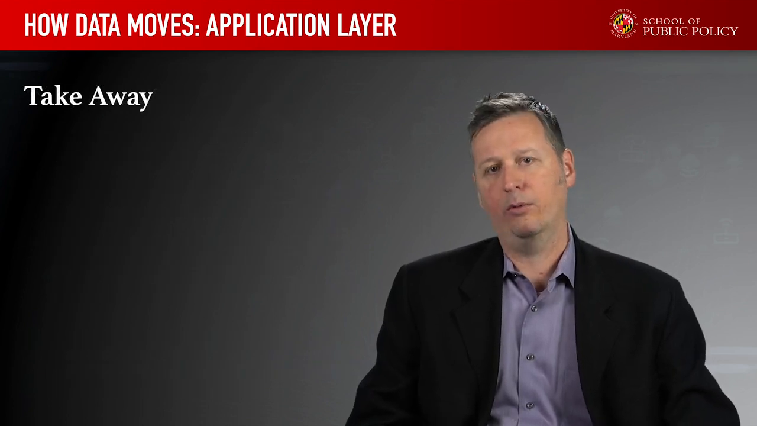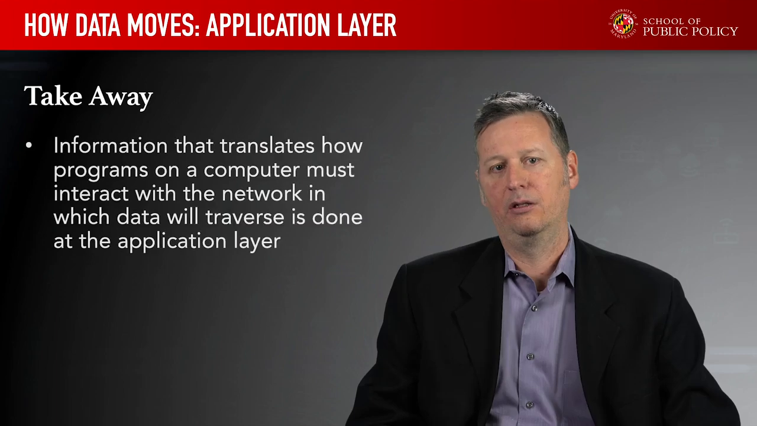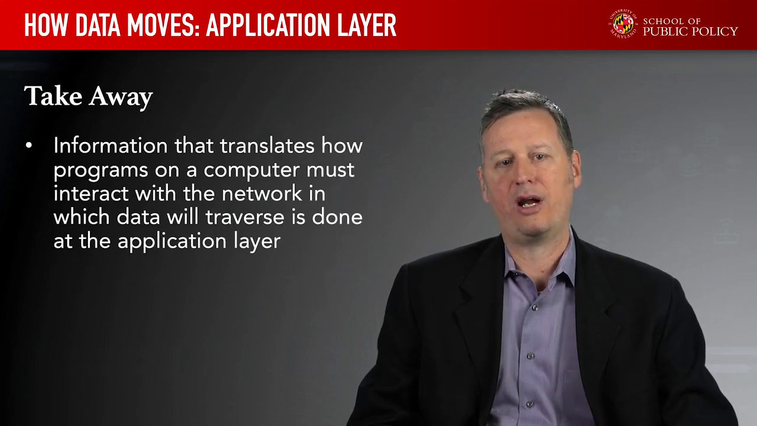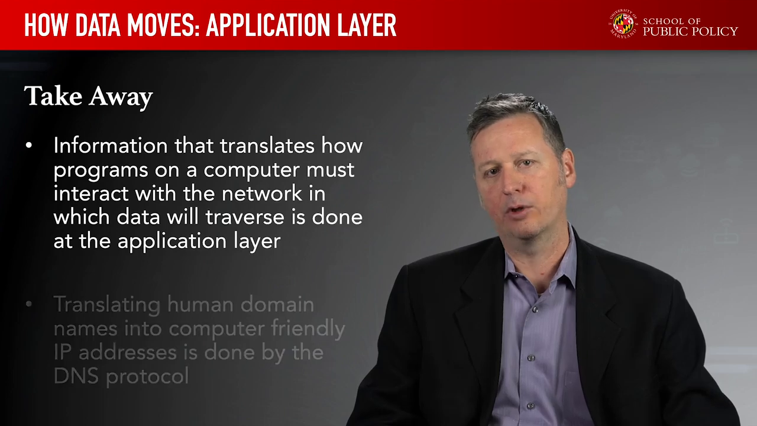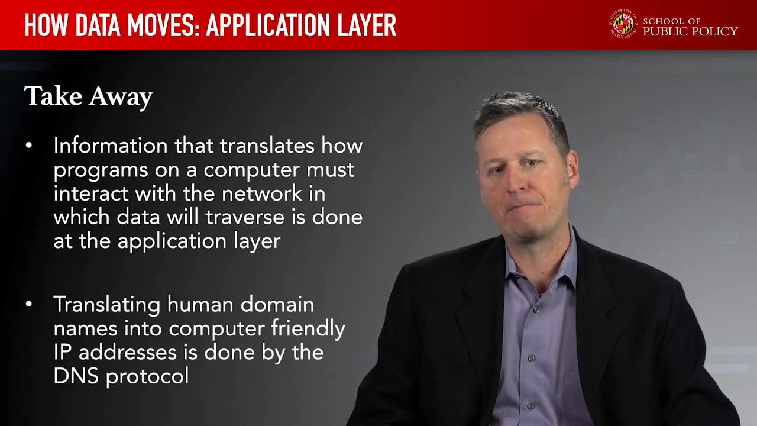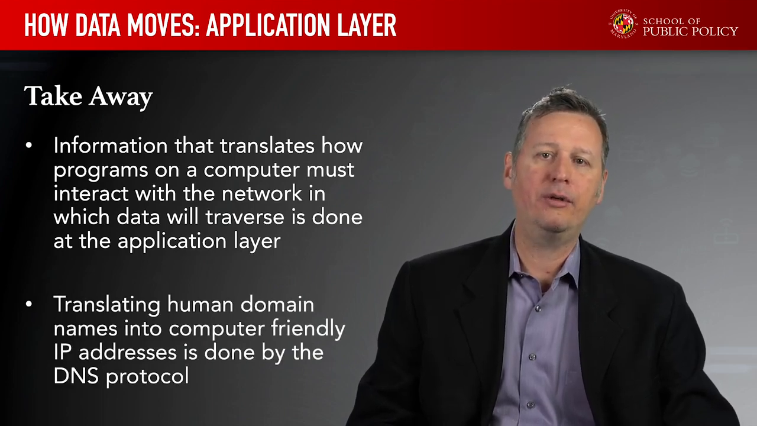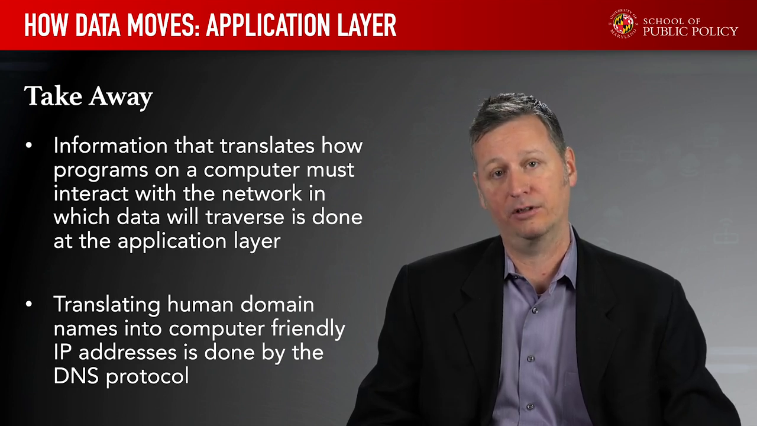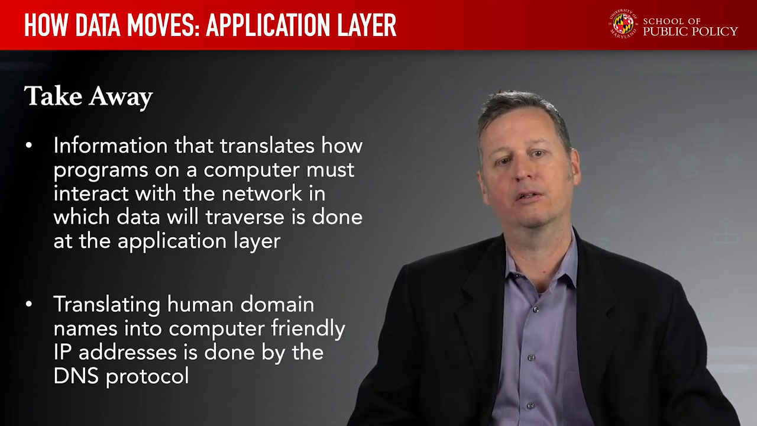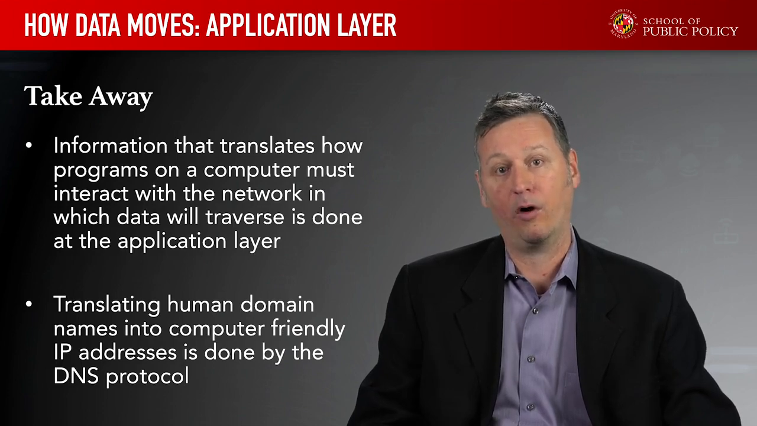So what do we want to take away from this episode? How information is translated and how that information then interacts with the network is done at the app layer, or the application layer. Translating human-friendly domain names like google.com into something that a computer understands, like an Internet Protocol address, is done by something called DNS, or the DNS protocol.